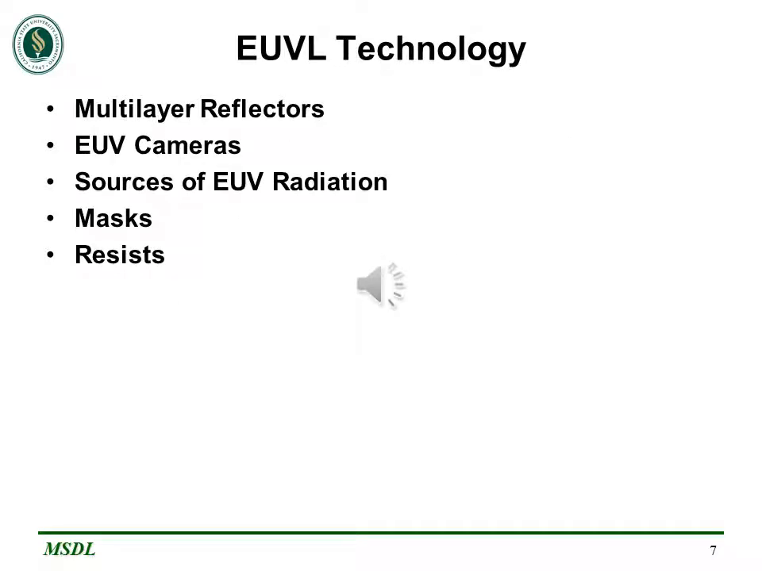The EUV technology needs to have the following advancements in multilayer reflectors, the EUV camera, the source of EUV radiation, masks, and the resist. In the next sections we are going to be discussing in detail about these, and the scope of improvement in each of these.